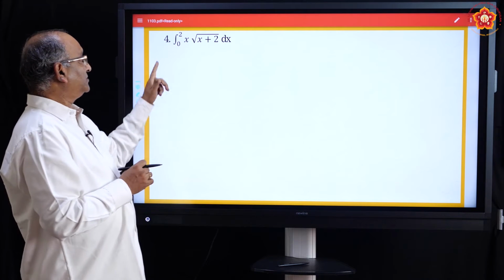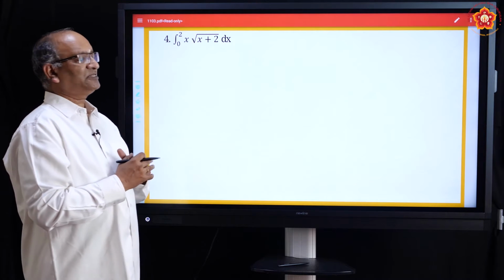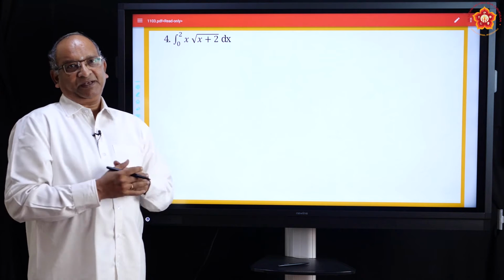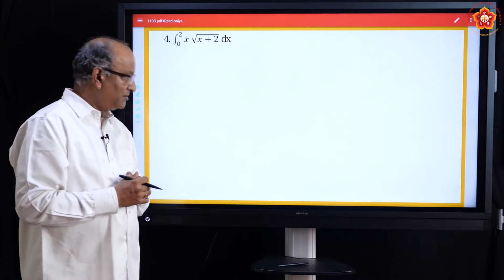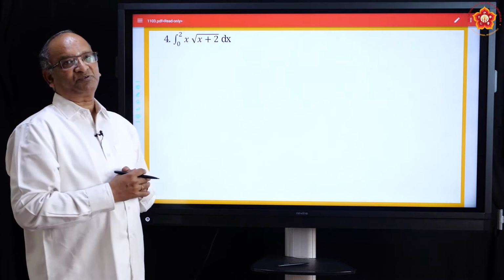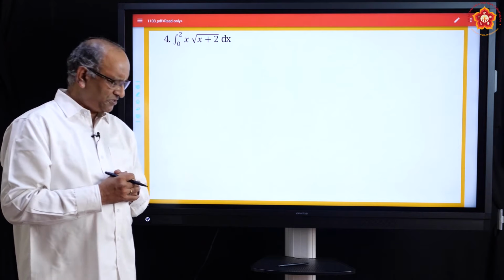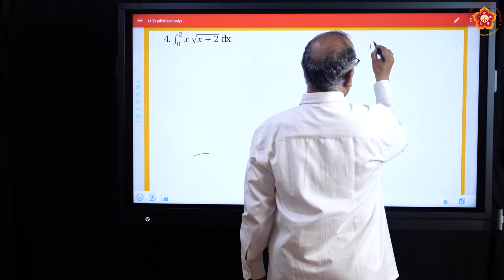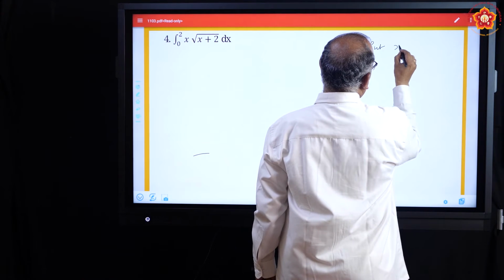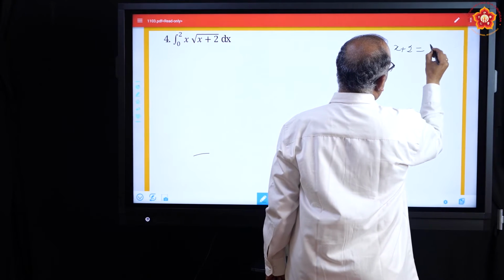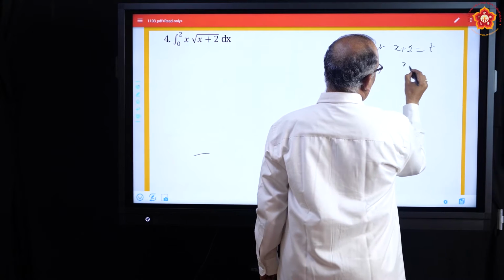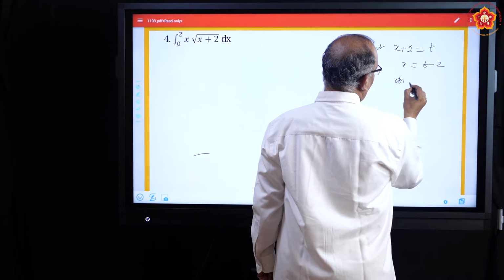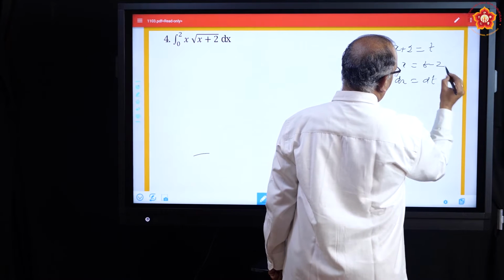What is it? Integral from 0 to 2 of x under root of x plus 2 dx. It's quite simple compared to the previous one, but at the same time we need to make a substitution. So what is the substitution which we can make? We can substitute here, put x plus 2 equal to t. So what happens? x is equal to t minus 2. What is dx? Equal to dt.